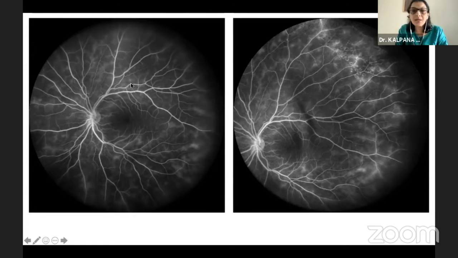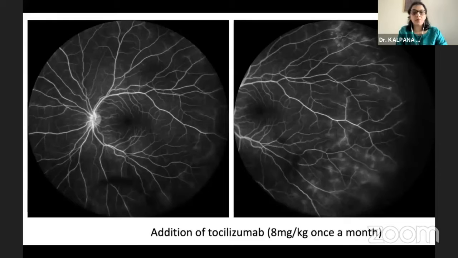In spite of all this, she had extensive leakage. We did a laser photocoagulation, but did not help much. And we were boosted by the previous case. So we thought, let's try tocilizumab. Unfortunately, by then we already had extensive literature evidence which had said that the maximum dose was 8 milligrams once a month, which was in contrast to what we had given in our previous case. And so we gave her 8 mg per kg body weight once a month.